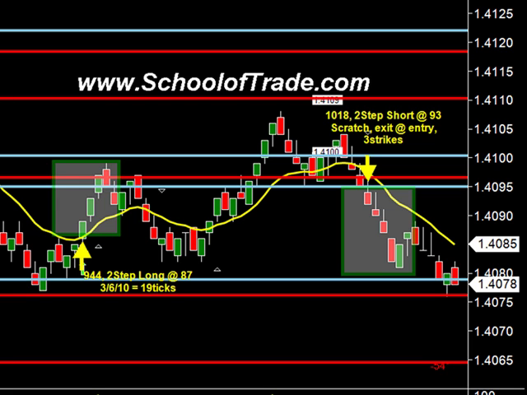1018 comes along, two-step short at 93. Now, this was a scratch trade. If you watched this, this was another example of the 3-strike rule. This, however, didn't work out as planned, really. We took the 3-strike rule. We exited the trade early for a scratch, just to see the price action stay right there. It actually sat at that entry point at 93 for about 2-3 minutes.